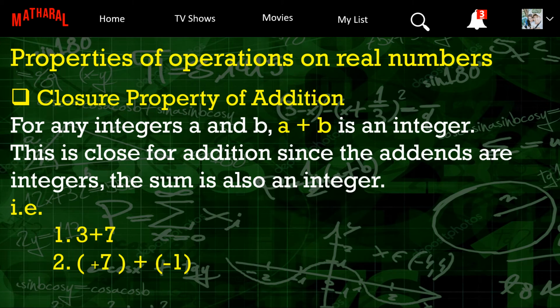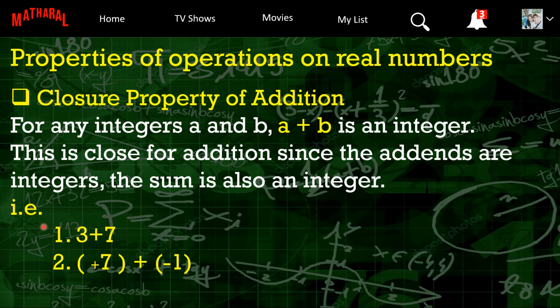Since we're done in sharing with you the ways and procedures on how to multiply and divide integers for like and unlike signs, let's now start in our topic today. Our topic today is all about the properties of operations on real numbers. So let's begin with closure property of addition. For any integers a and b, a plus b is an integer. This is closed for addition since the addends are integers. The sum is also an integer.